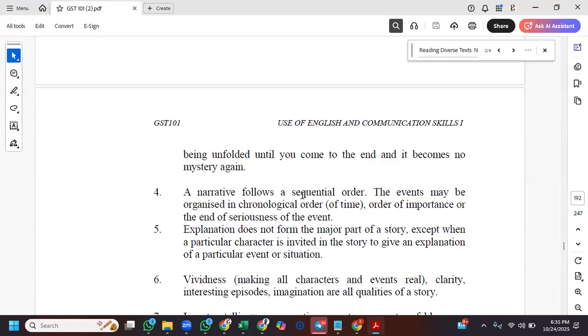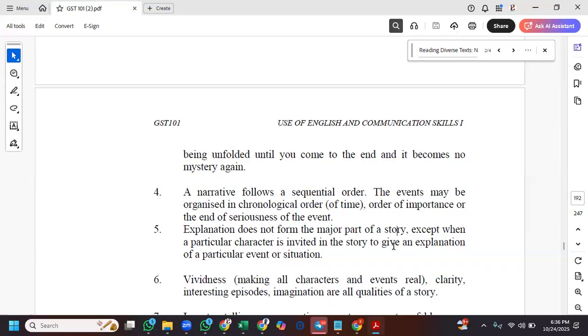Now, a narrative follows a sequential order. This is another question. In most cases, they ask you that a dash follows a sequential, or what order does narrative text follow? They follow what? A sequential order. I have seen this in TMA, even this semester. Sequential order. That is how you arrange a story. The events may be organized in chronological order of time, order of importance, or order of seriousness of the event. Now, explanation does not form the major part of a story. This is another question. Does not form the major part of a story. They ask questions on this.